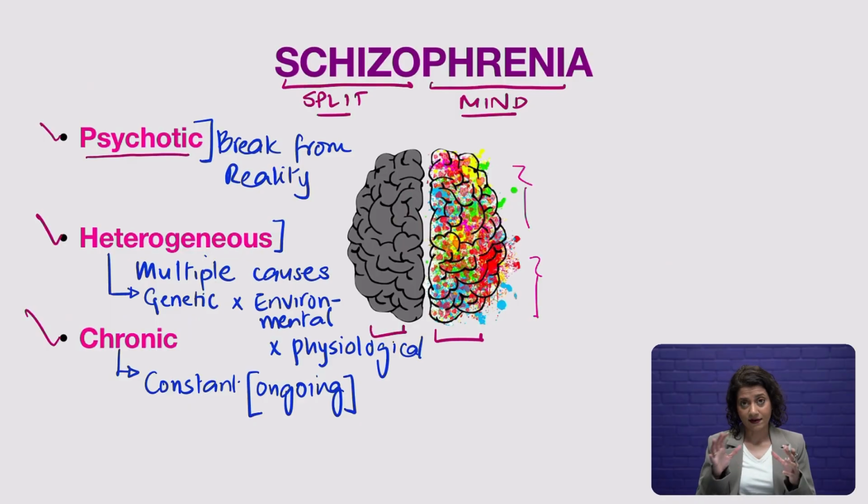And so again, multiple causes, a very complex, heterogeneous illness, and it is one that is chronic. It is not something that is episodic. It is an ongoing, lifelong condition that then has to be managed. So now we're going to go on and look at 2 key stages within the development of schizophrenia.